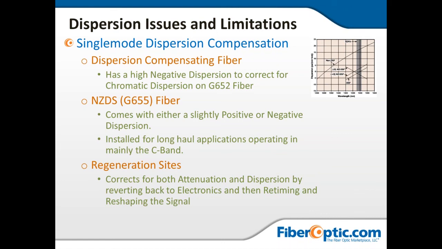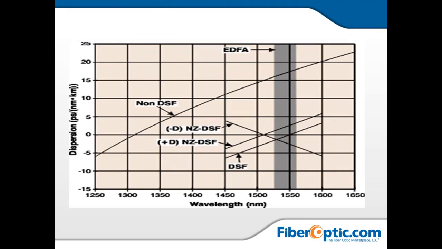If you can think of it, when they opened up the 1550 window and discovered it didn't work as well as it should, the fiber was really designed at 1310, so it's a tweak on the fiber. And then there are regeneration sites. What is regeneration? Well, it's not passive. Obviously, it can correct for both attenuation and dispersion by converting the light back to electronics and then retiming and reshaping. So it's much like a repeater, but a regeneration will correct those types of things.